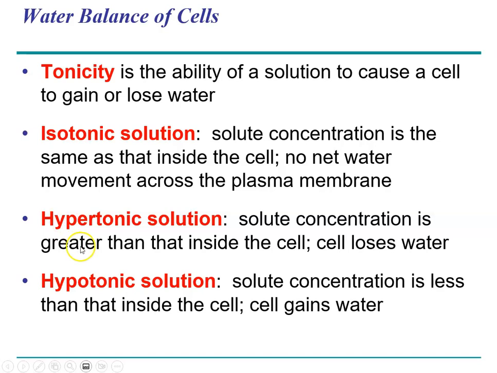So the next one is a hypertonic solution. This is when you have a higher concentration of the solute compared to what's inside the cell. And this is going to cause the cell to lose water, as recall that through osmosis, water is going to go where there's a higher concentration of water to where there's a lower concentration of water. Or you could say that it's going to go from the place where there's a lesser solute concentration to greater solute concentration.